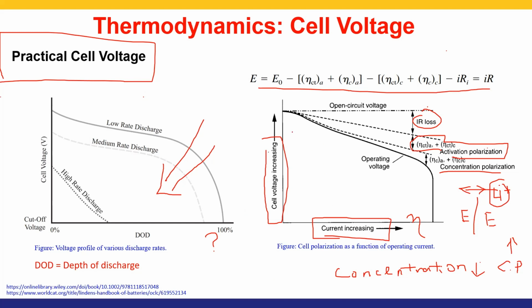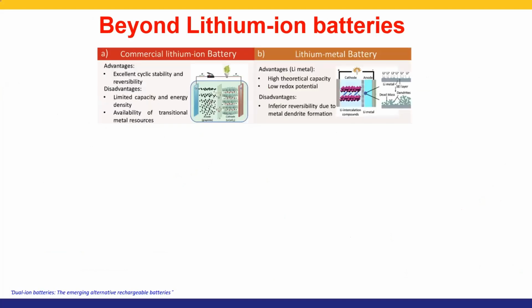Now we would like to talk about the cell technology beyond lithium-ion batteries. There are many cell technologies beyond lithium-ion battery that have a higher energy density as compared to the conventional lithium-ion battery. However, these cell technologies are not mature yet, and hence they are not commercialized and you cannot see them in the marketplace. Commercial lithium-ion battery has an excellent cyclic stability and reversibility. However, it has a limited capacity and energy density as compared to the advanced lithium-ion batteries.